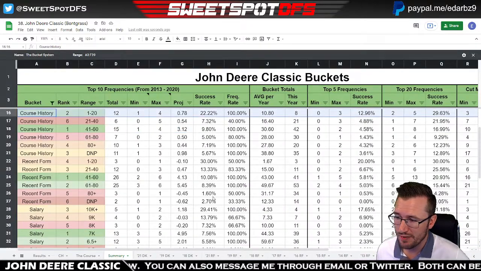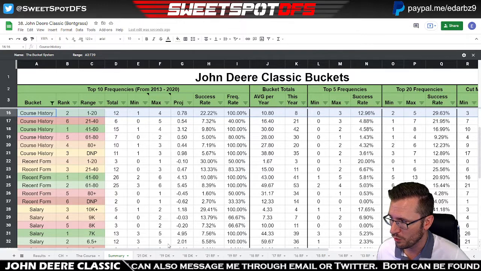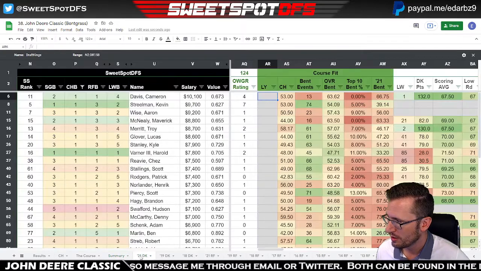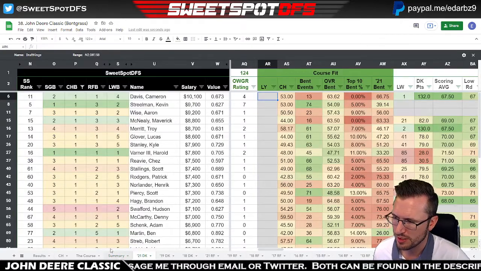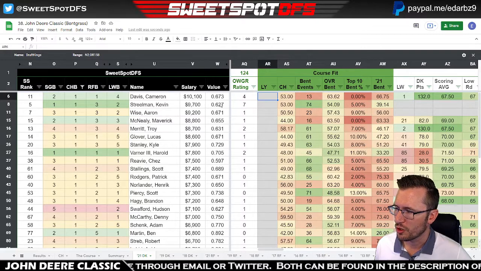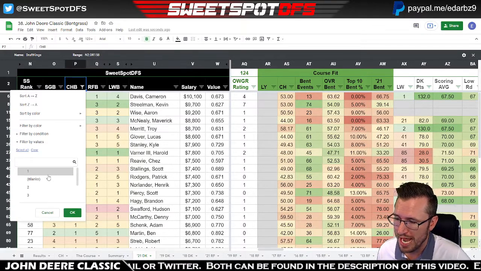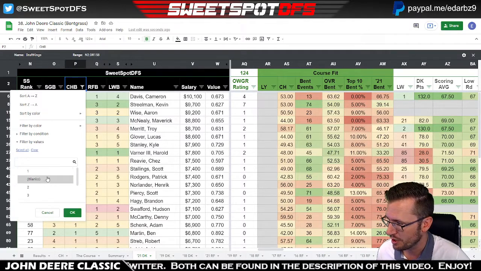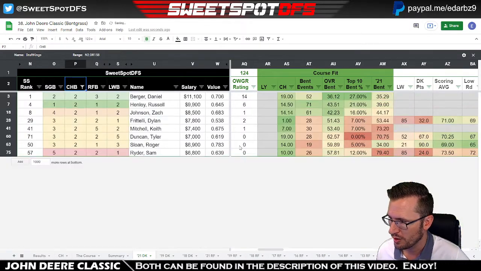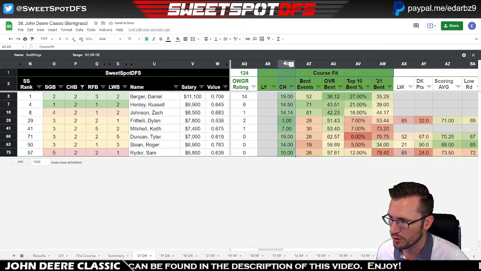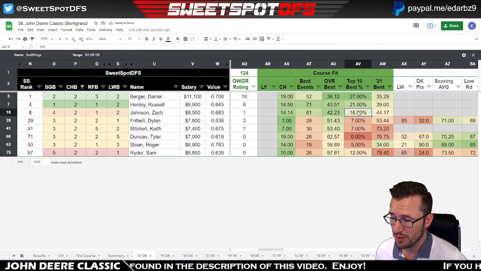Let's go ahead and take a look at the next bucket, which would be that 1 to 20. So having a top 20 finish the week or the year before. I shouldn't say the year before. That's last year's stats. Course history, that's 20 or better. So your average finishing position at this tournament would be 20 or better. And you can see that right here under course history. These are all your best course history guys.